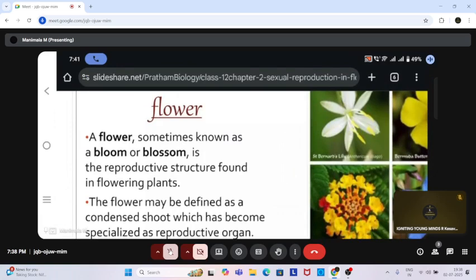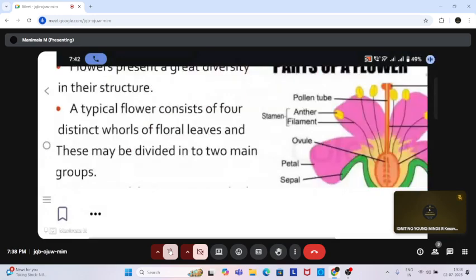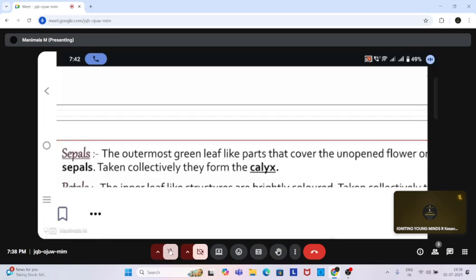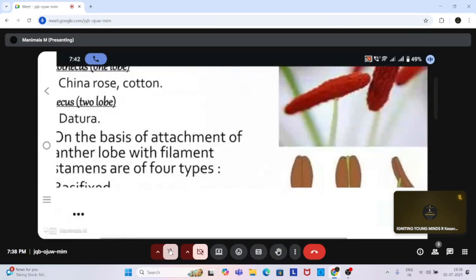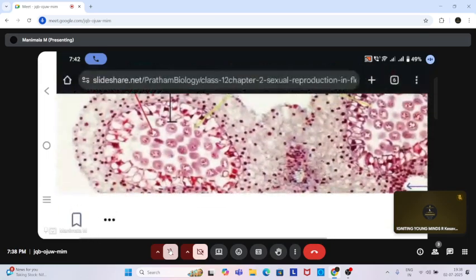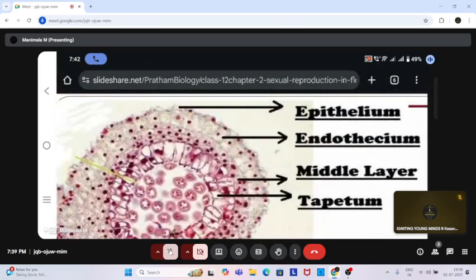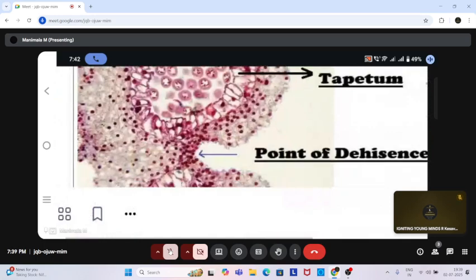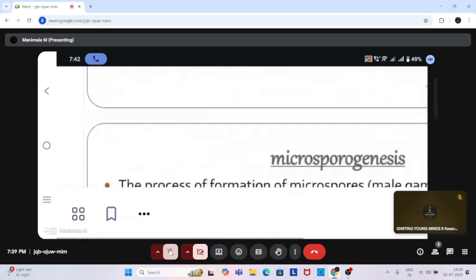So last class we discussed the male and female parts of the flower. In the flower we discussed the male reproductive parts, right? We discussed the male gamete, the pollen grains, the pollen walls. We discussed the anther, the transverse section of anther, and the different layers: epidermis, endothecium, middle layer, and the nutritive layer, that is tapetum. All these things we discussed in the last class.